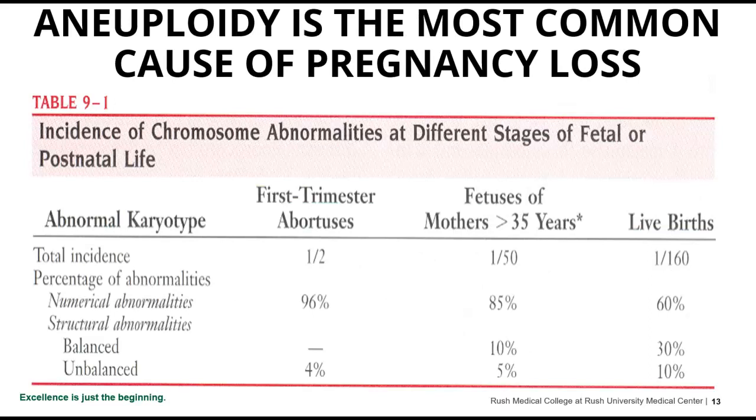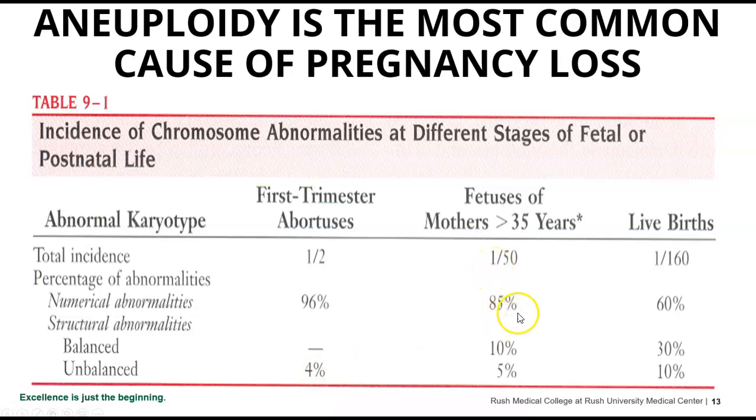So aneuploidy is the most common cause of pregnancy loss. Of all pregnancy losses in the first trimester, half have a chromosomal abnormality. For a fetus of a woman over the age of 50, 1 in 50 have a chromosomal abnormality, but by birth, it's 1 in 160. Numerical, in pregnancy losses, 96% are extra or missing chromosomes, 4% are unbalanced rearrangements.